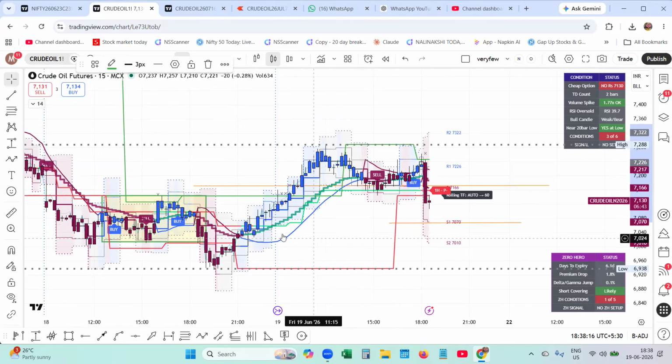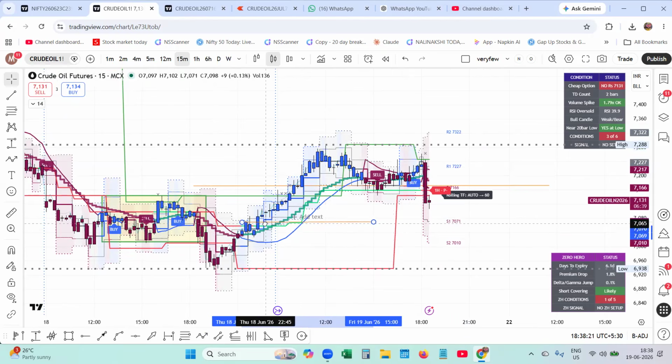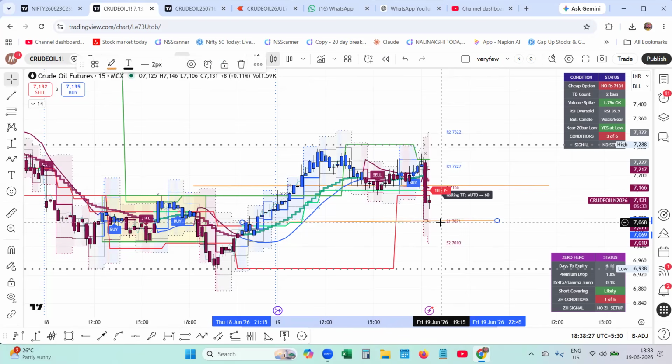If you just put a line, or visually mark from where the move has happened, it can come down. Even the S1 is telling 7,021. So wait for the time. It will go sideways. No trade. You should not trade.